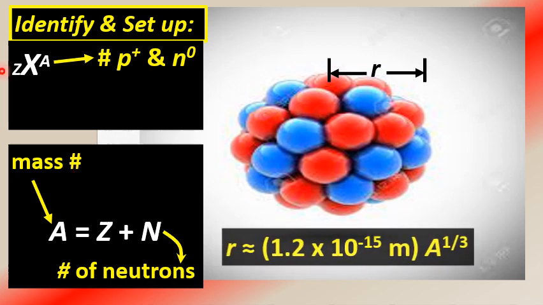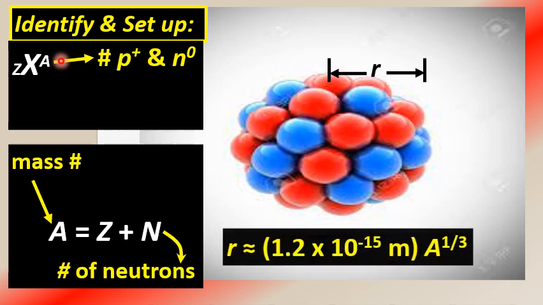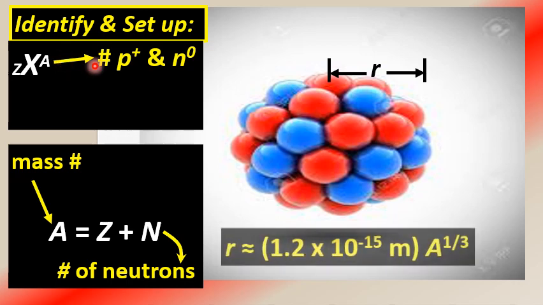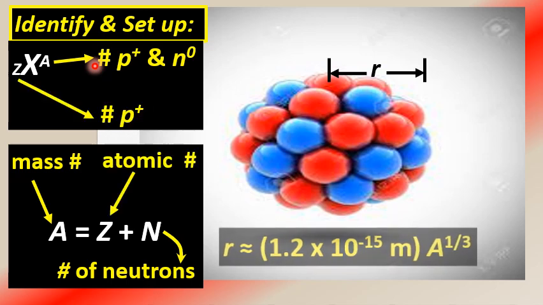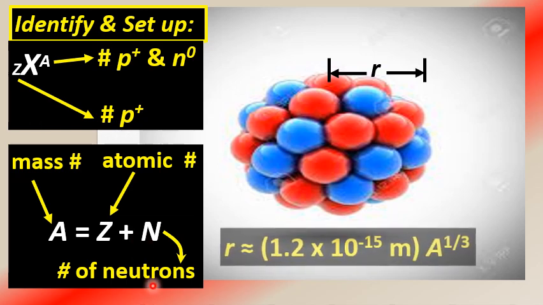So, if X is any given element, the superscript capital A is defined to be the atomic mass number, while the subscript capital Z represents the number of protons in the nucleus, or is also known as the atomic number of the element.